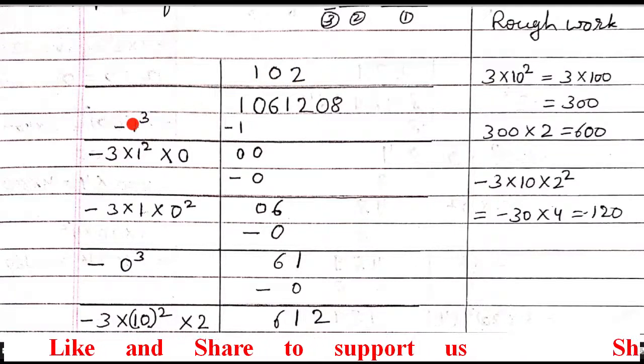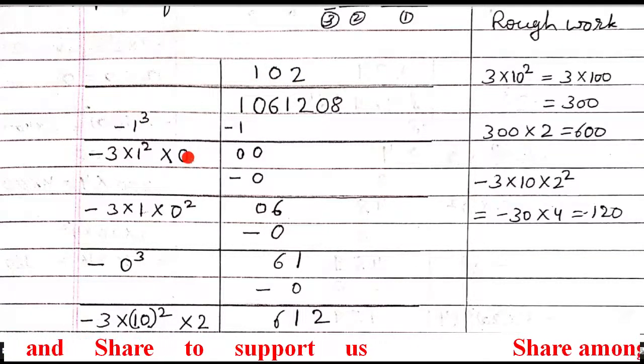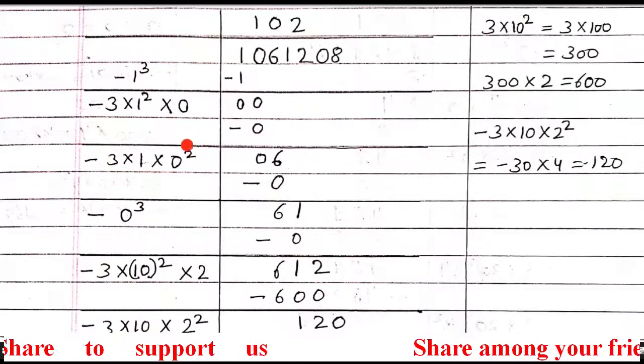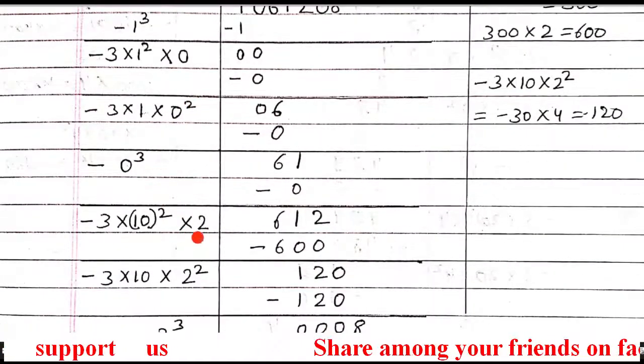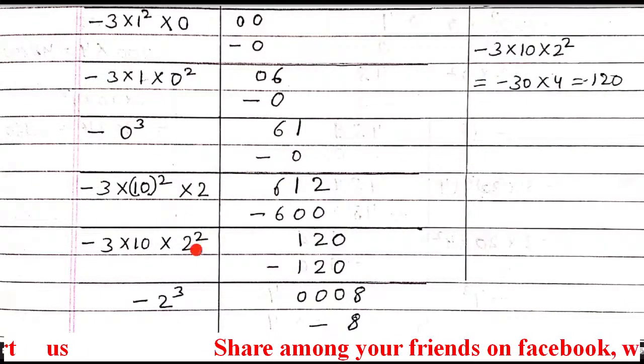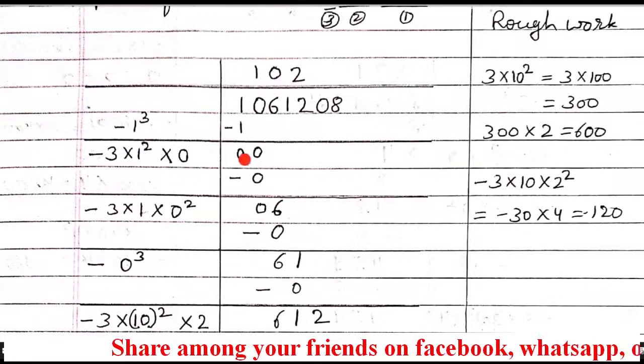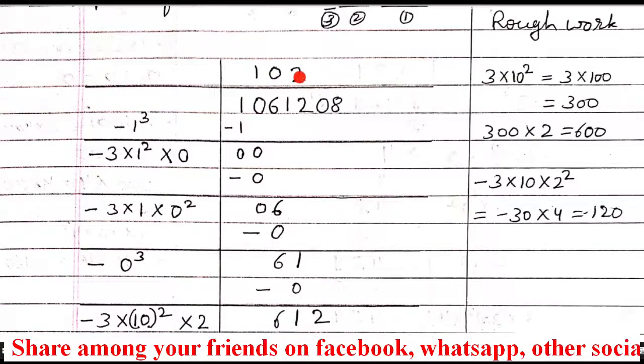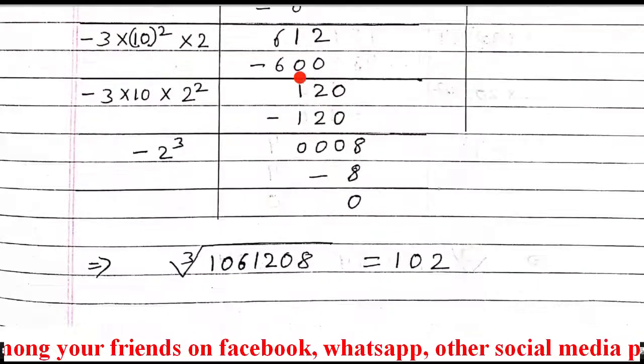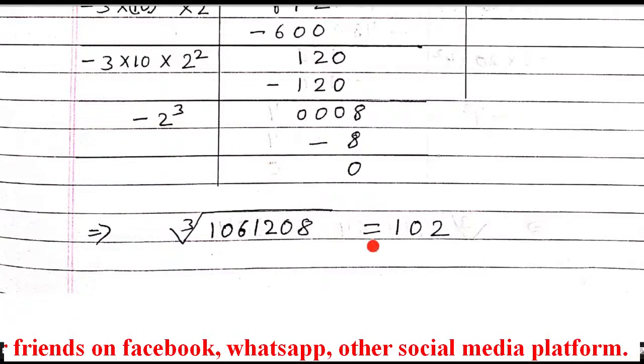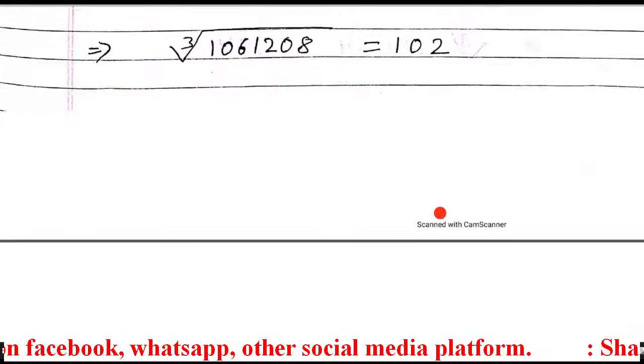See, 1 we selected in the first step and 0 we selected in the second step, and after that here we did not select any numbers, and then we selected only 2. Then we did not select any numbers. So the digits which we selected were 1, 0 and 2. So the cube root of this number is 102. Now we will move to the next question.